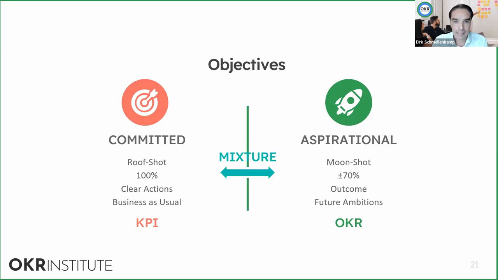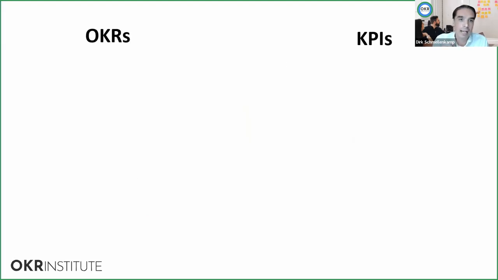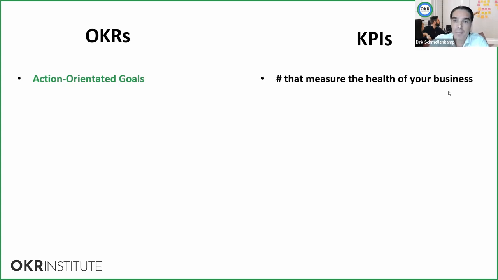It's essential. So let me go a little bit further into this OKR and KPI difference. What are the main factors of OKRs and how can you differentiate them? First of all, OKRs are action-oriented goals. What we displayed before, these are the OKRs, this action plan which is involved, and KPIs on the other side measure the health of your business.